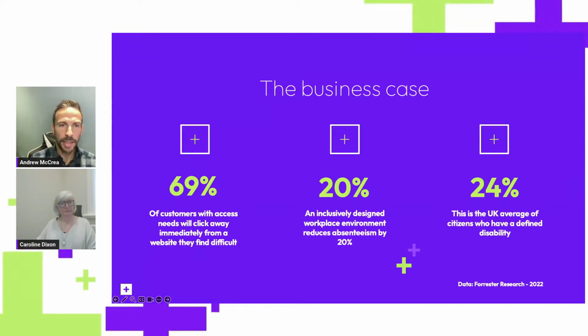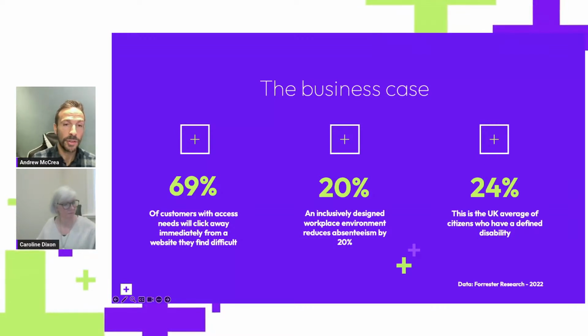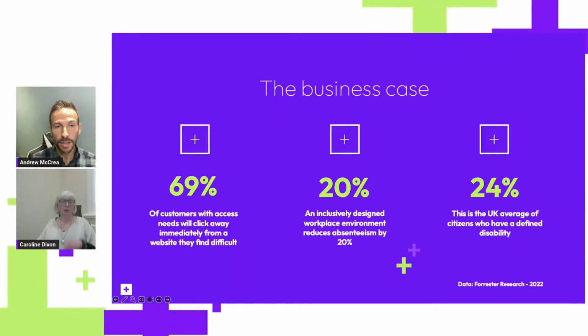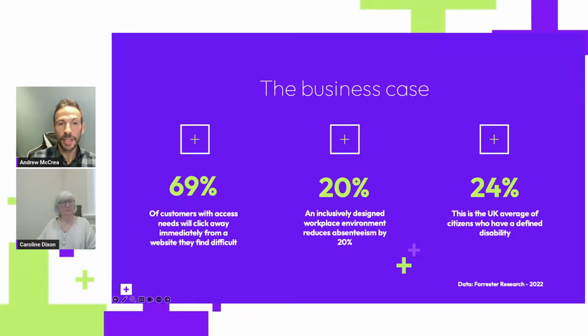We're going to talk a little bit later as well about organizational culture and how inclusive design internally can also affect things positively for users and employees. But that middle statistic around the 20% around absenteeism being reduced is an important one to consider. So I'm going to hand over now to Caroline to talk through some really important things with regards to keeping yourself right in terms of legislation.